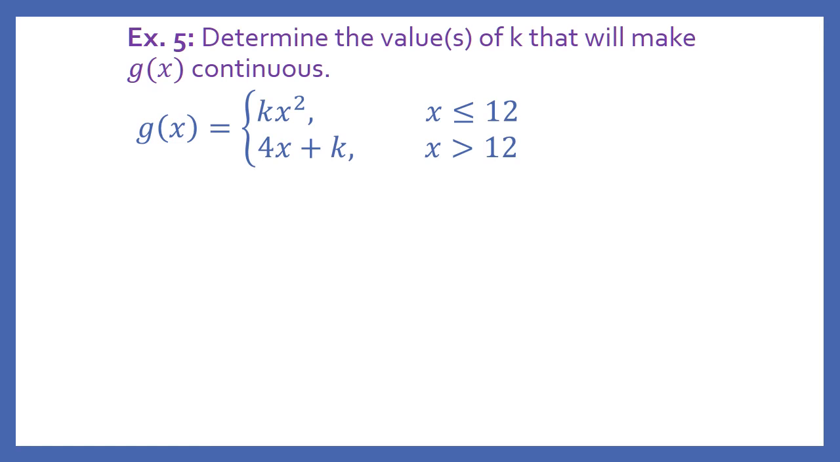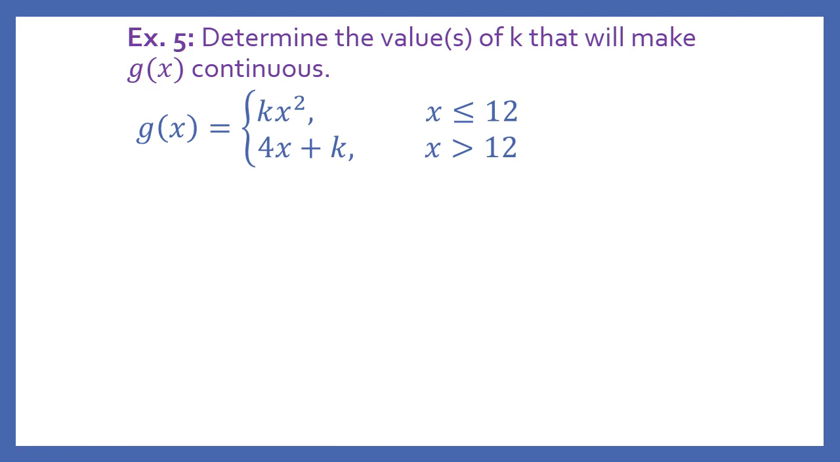Our last example is a bit of a thinking question. Determine the value or values of k that will make g of x continuous. So you have to go back to your definition of continuity and what makes something continuous. Well, it means there can't be any gaps. And if there can't be any gaps, that means that at 12, they have to be equal to each other. Otherwise, if they weren't, there would be a gap.